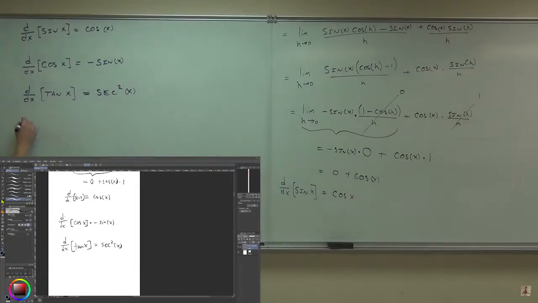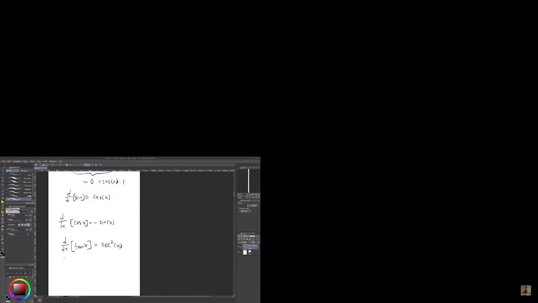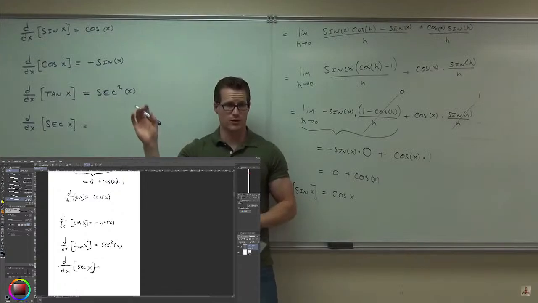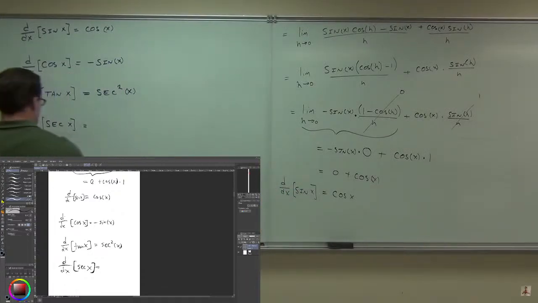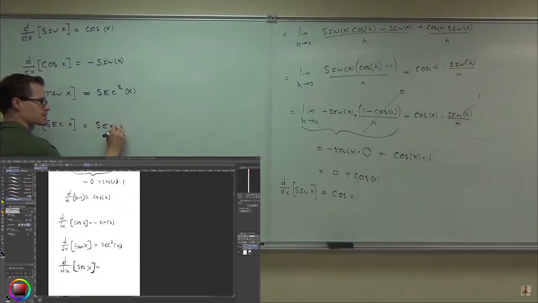There's three more. Let's try secant. What's the derivative of secant x? Well, notice how secant is really 1 over cosine, isn't it? You could really do a quotient rule with that if you wanted to. The derivative of 1 would be 0, though, so that might be kind of nice for you. Over the cosine squared, what's going to end up working out for you is secant x tangent x.